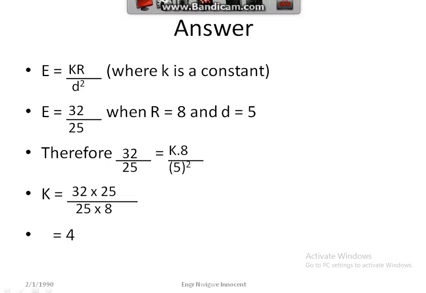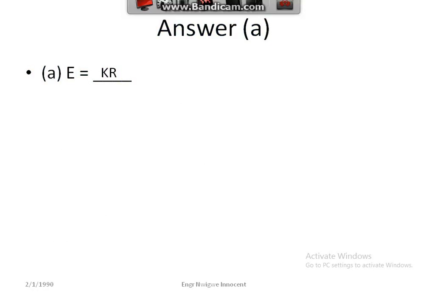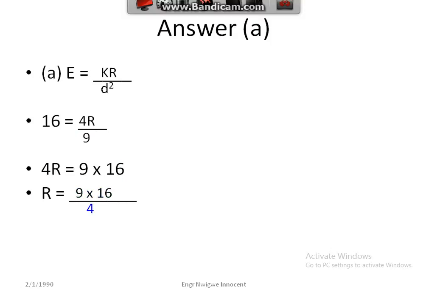R when E is equals to 16 and D is equals to 3. Then you substitute the values into the equation, which is E equals to KR over D squared, which is 16 is equals to 4R over 9. Since we are looking for R, we will now take the 4R to the left hand side and multiply 9 with 16 and take it to the right hand side. We now have our R to become 9 times 16 over 4, which is equals to 36.